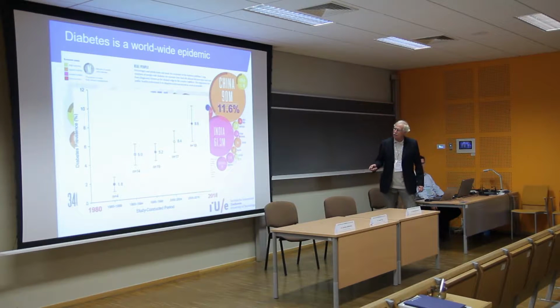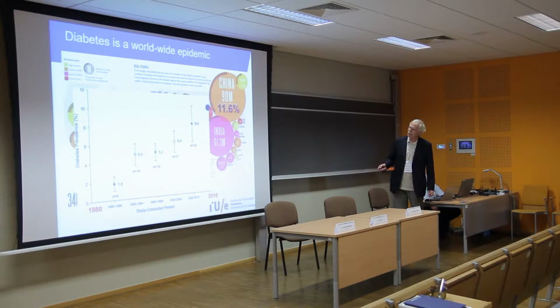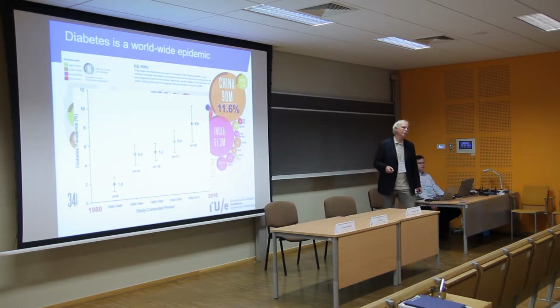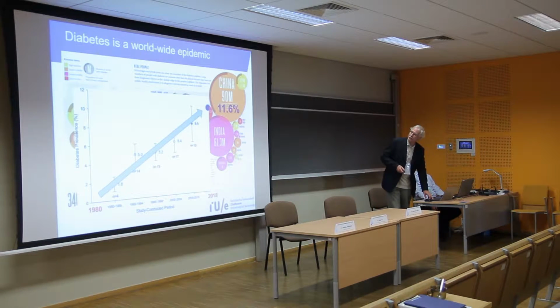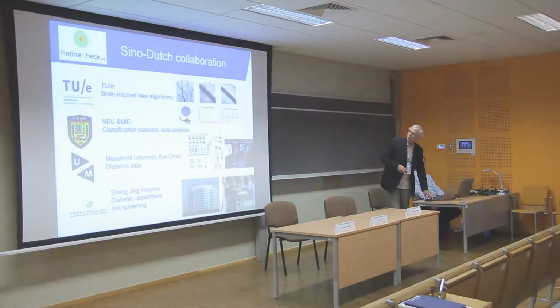So in 1980, there was no diabetes. And now, in 2018, it is here over 11%. It means 1 in 9 people has diabetes. It's staggering. So there's a big alarm about this epidemic by the Chinese government. And it is still rising. There is no flattening off yet. So it is really frightening.